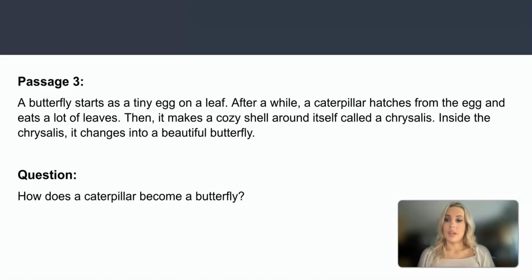Passage 3. A butterfly starts as a tiny egg on a leaf. After a while, a caterpillar hatches from the egg and eats a lot of leaves. Then it makes a cozy shell around itself called a chrysalis. Inside the chrysalis, it changes into a beautiful butterfly. So the question for this passage is, how does a caterpillar become a butterfly?